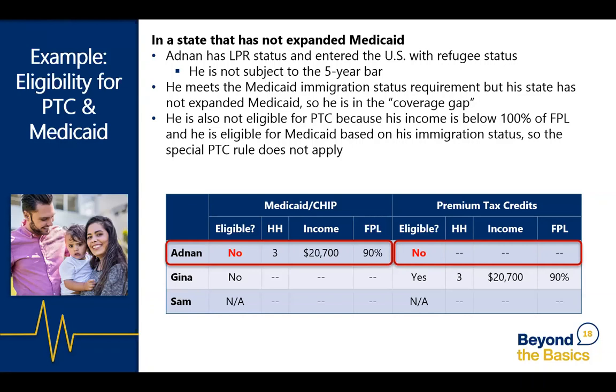He is in the coverage gap, just as if a US citizen was applying for coverage. So he's in the coverage gap. And there's no change in eligibility for Gina in this scenario. She continues to be eligible for premium tax credits in this scenario because nothing has changed for her. Next slide, please.